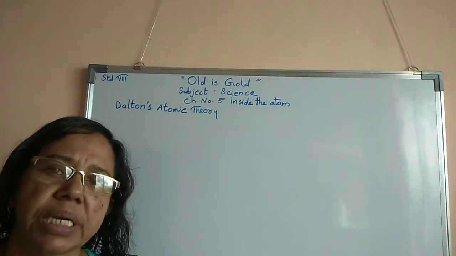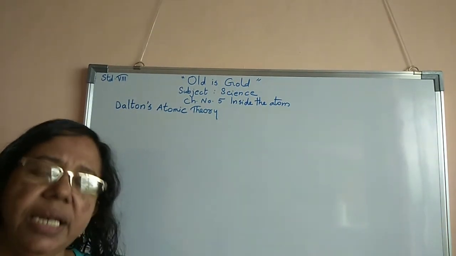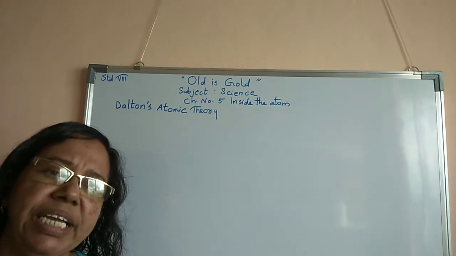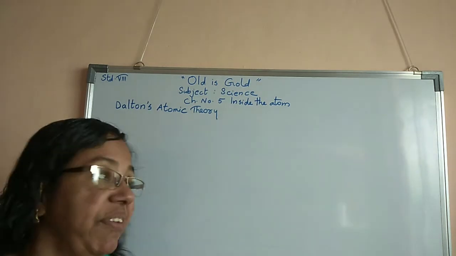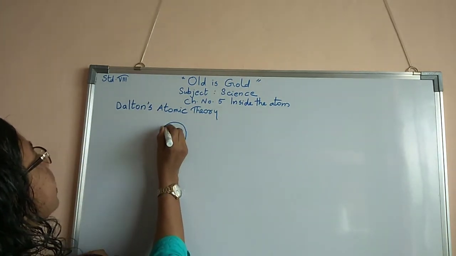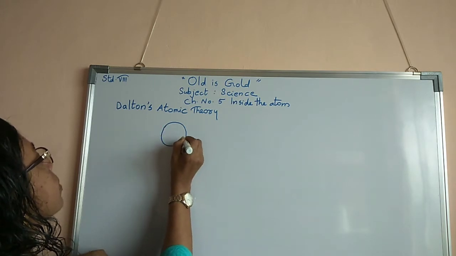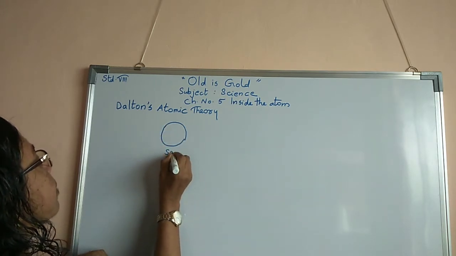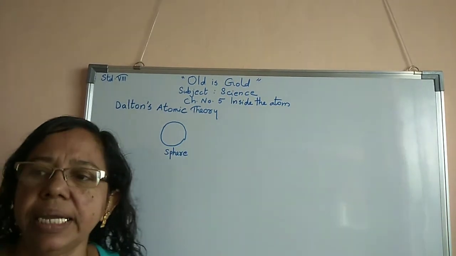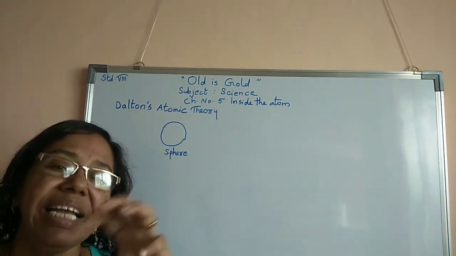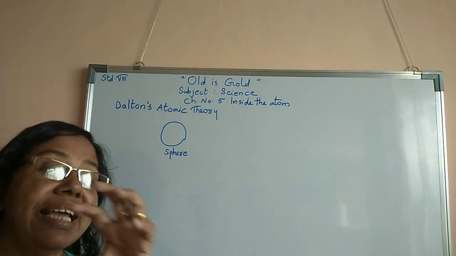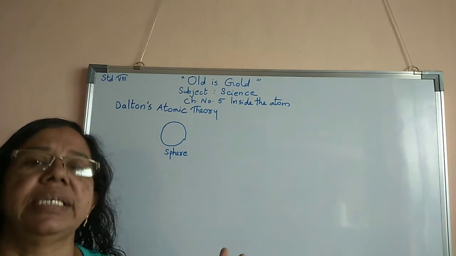In his atomic theory, he explained that the atom is a solid sphere. Sphere means ball. The atom looks like a ball. Inside, nothing is there. It is like a ball, so inside nothing is there.